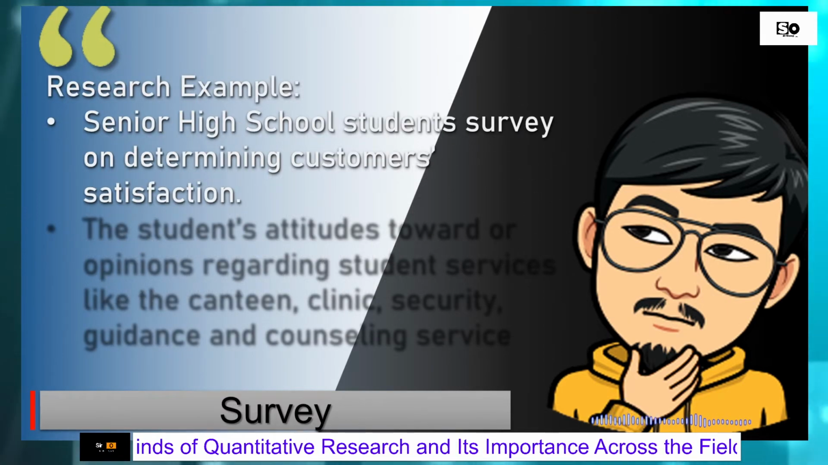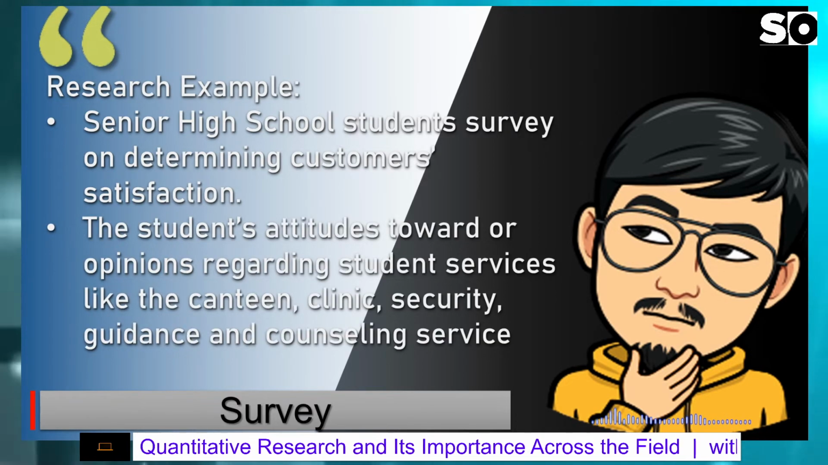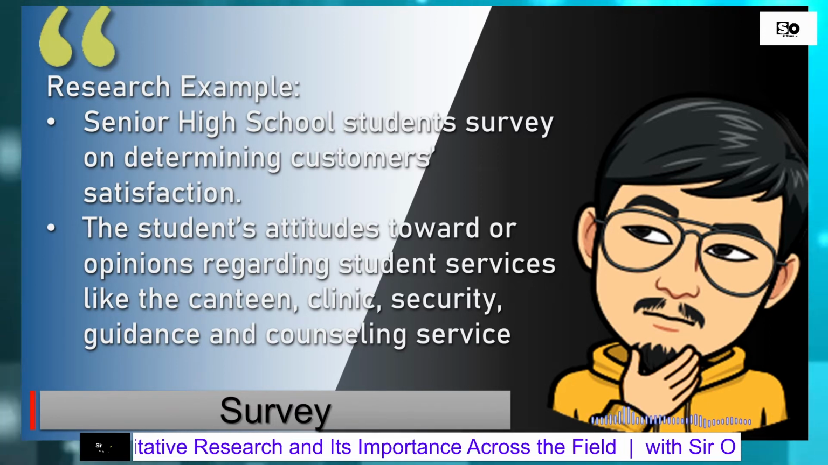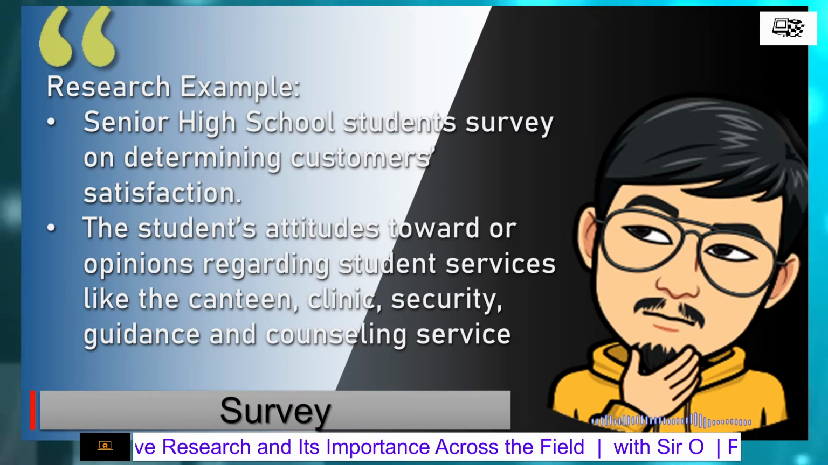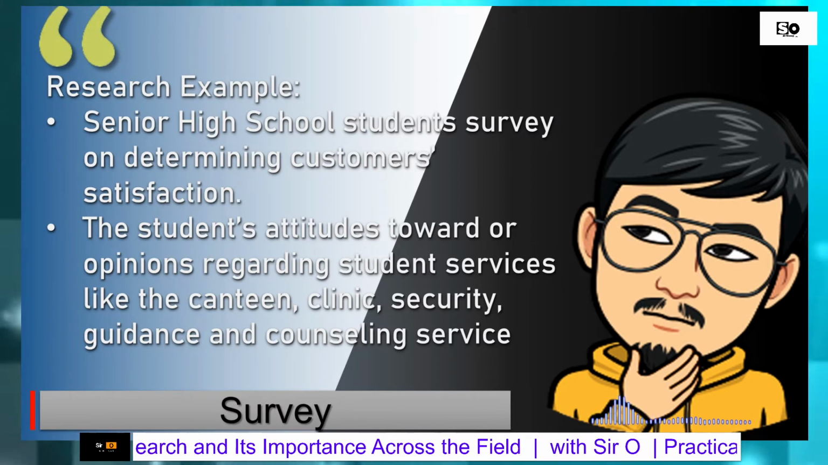Examples: Senior high school students survey on determining customers' satisfaction. The students' attitude towards or opinions regarding student services like the canteen, clinic, security, guidance and counseling service.